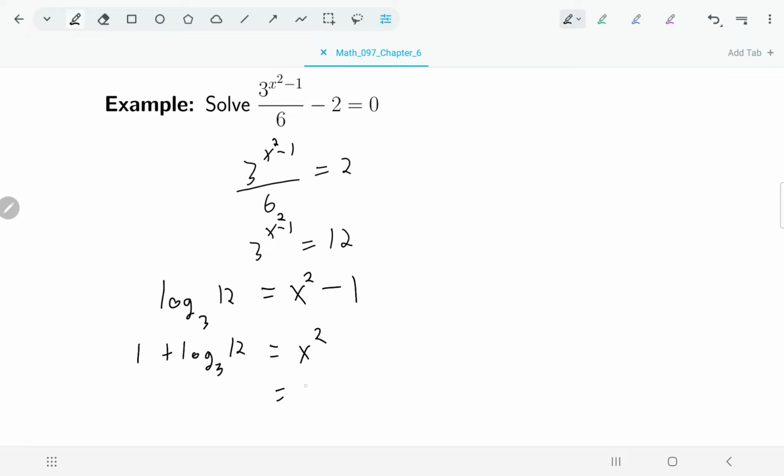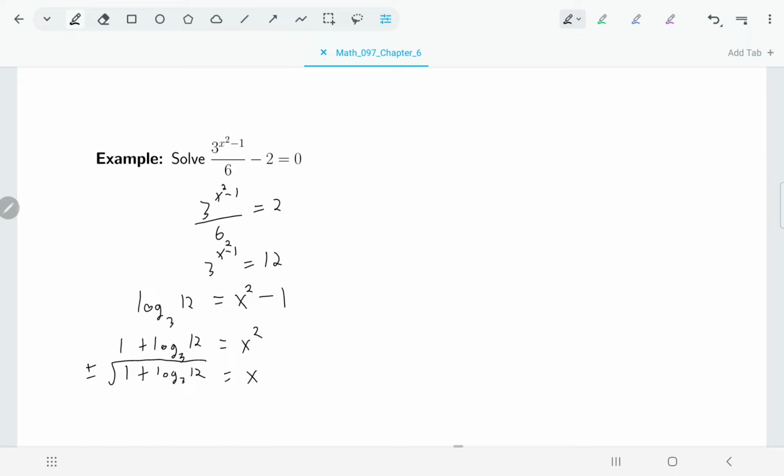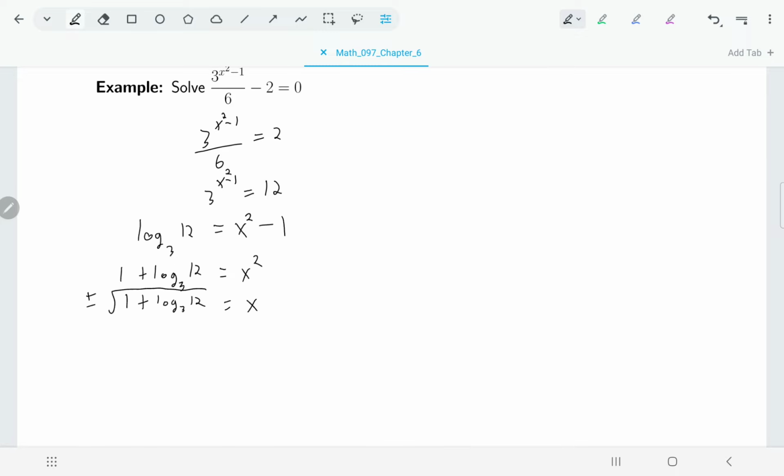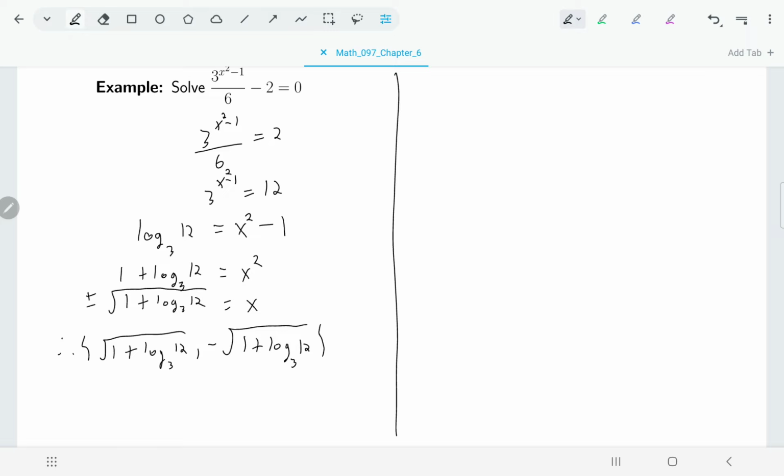And I would get two solutions. I would have the positive and the negative root of 1 plus log base 3 of 12. So I would have my two solutions in my solution set. One is positive root of 1 plus log base 3 of 12. And the other one is negative root of 1 plus log base 3 of 12. So that's one option for how we can solve it.